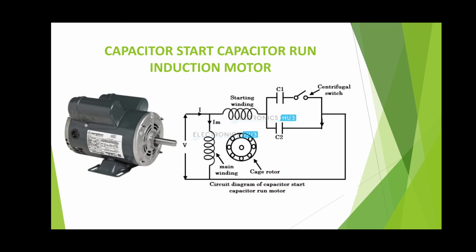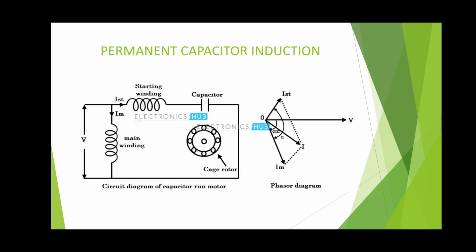Next is the permanent capacitor induction motor. Almost similar to the previous ones we've seen, but it has a distinct difference from the other kinds of induction motor. You can see the absence of a centrifugal switch. In this case, the capacitor replaces the work of a centrifugal switch.